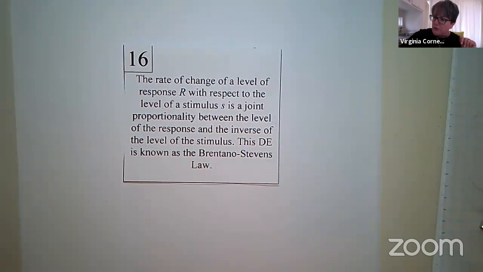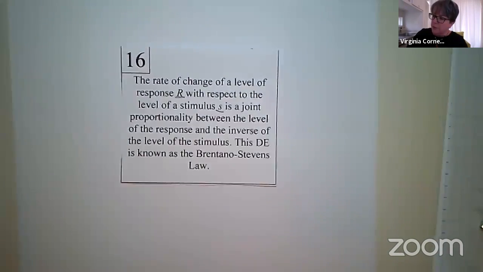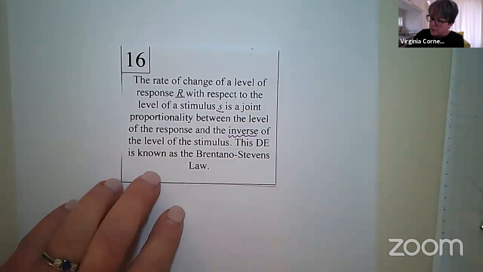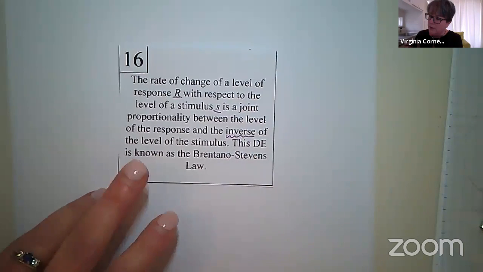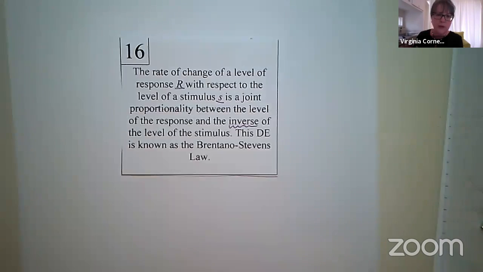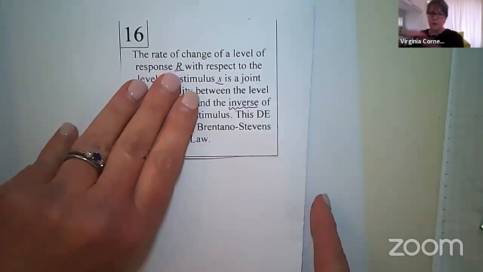The rate of change of a level of response R with respect to the level of a stimulus S, so here's my variables R and S, is a joint proportionality between the level of the response and the inverse of the level of the stimulus. This differential equation, see, it's abbreviated DE. This differential equation is known as the Brentano-Stevens law. So let's go ahead and translate it, and then we'll talk about that Brentano-Stevens law, just anecdotally, just because we're kind of interested.